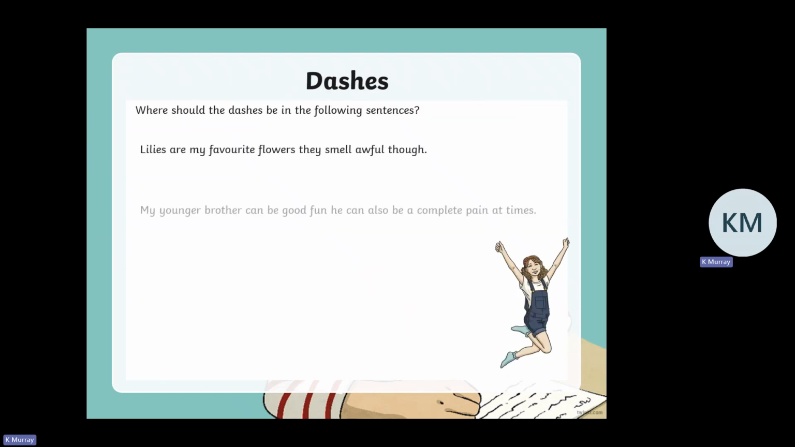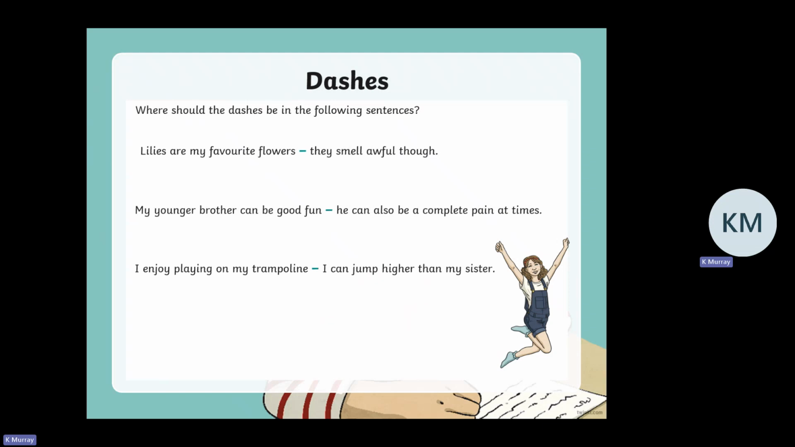That's the thing. Dashes, they do a very similar thing. Look, lilies are my favourite flowers. They smell awful though. My younger brother can be good fun. He can also be a complete pain at times. I enjoy playing on my trampoline. I can jump higher than my sister. Right, two independent clauses, and we separate them with a dash.